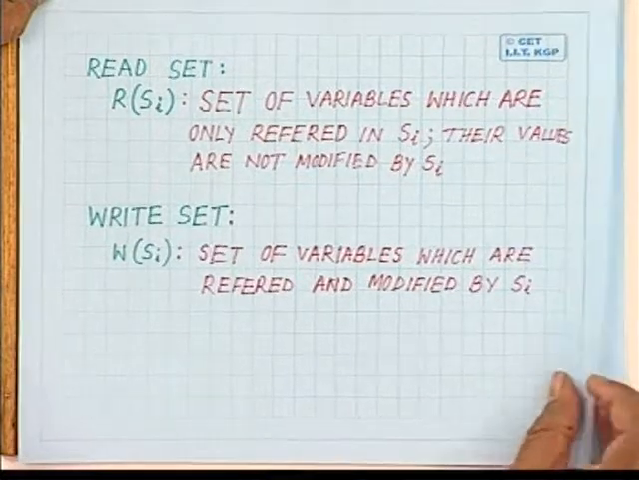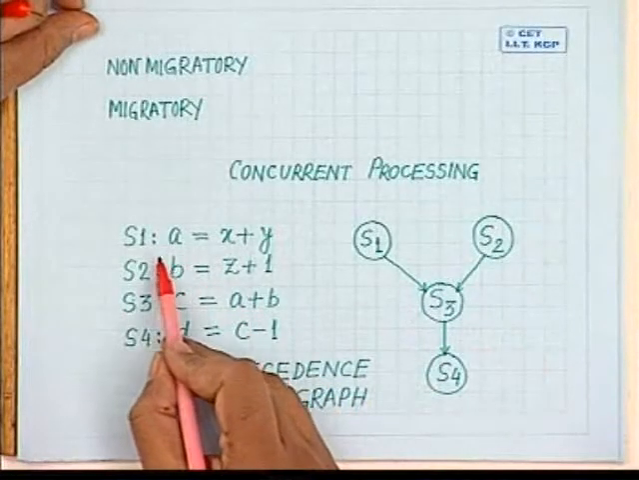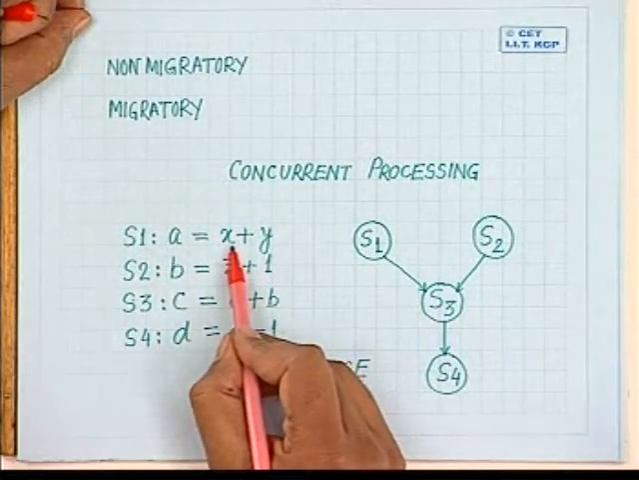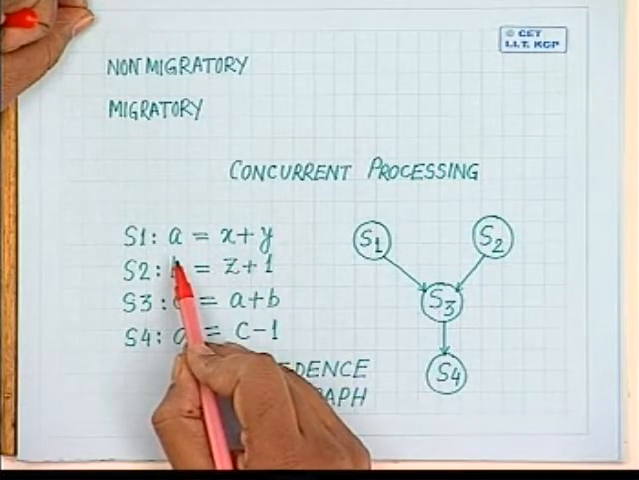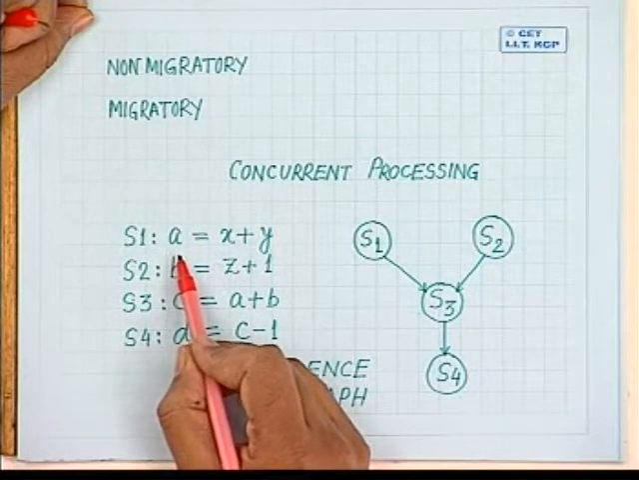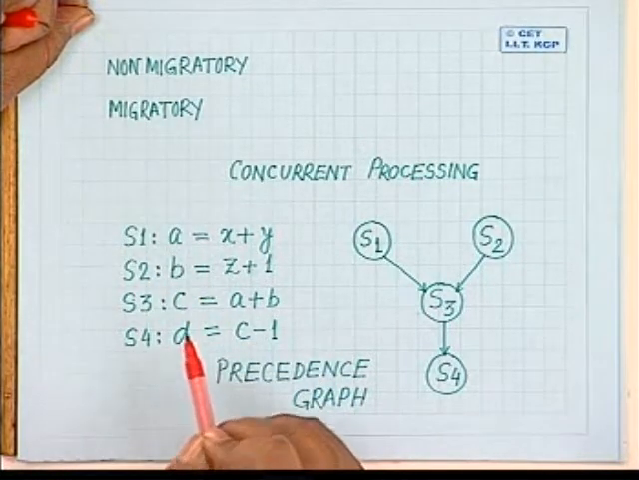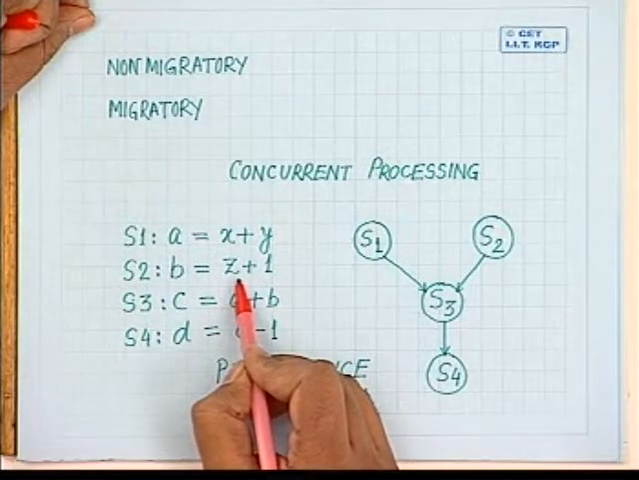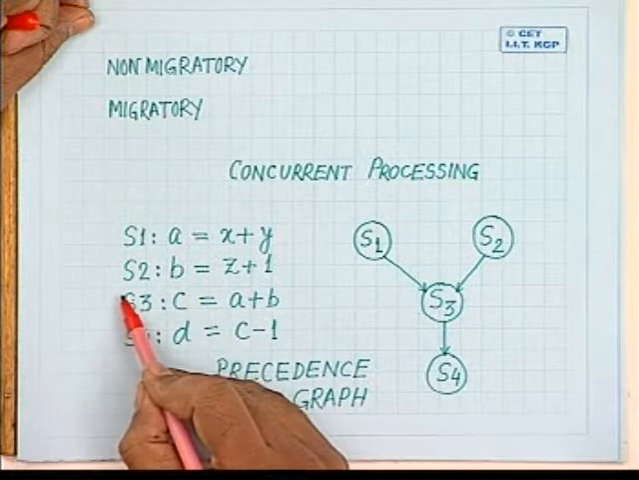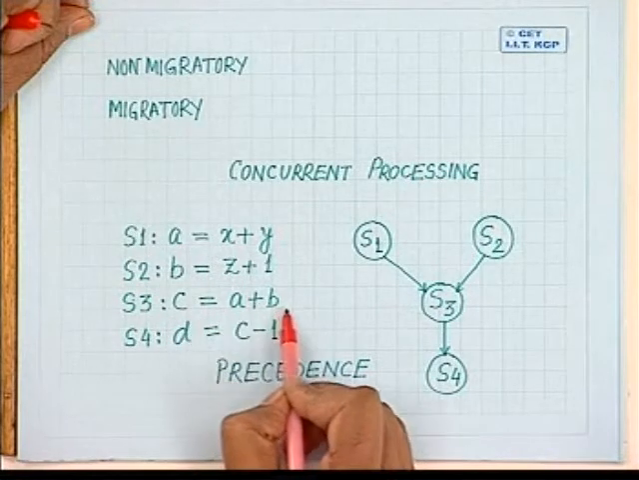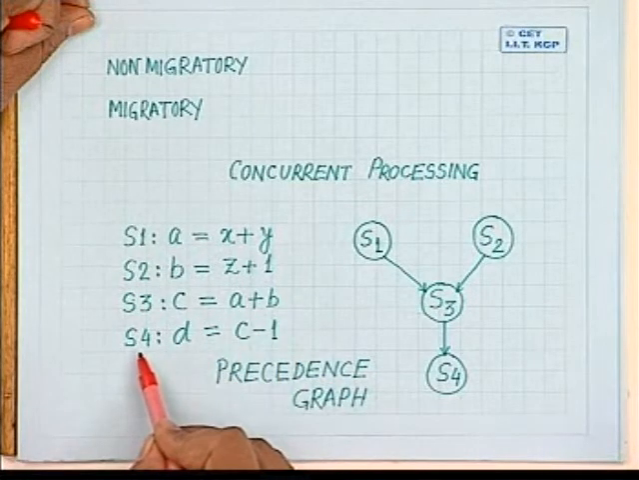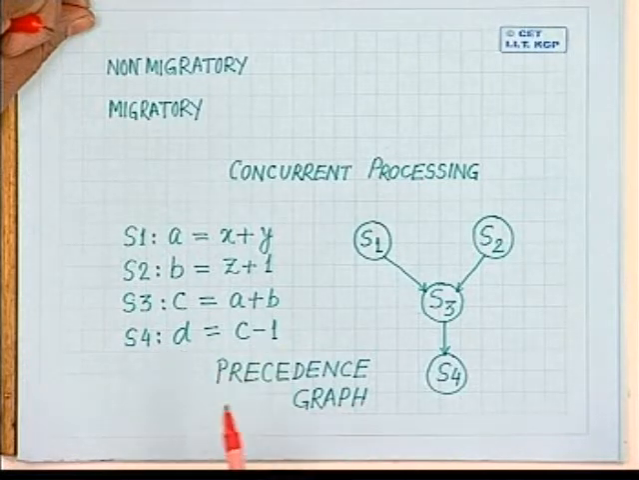Okay. So coming back to this example that we have taken for these four statements S1, S2, S3 and S4, you find that for statement S1, the set of variables X and Y, these are only referred, but their values are not modified by S1. Whereas the variable A, its value is modified by S1. Similarly, S2, Z is not modified by S2, whereas B is modified by S2. S3, it modifies C, but it does not modify A and B. Similarly, S4, it modifies D, but it does not modify C.